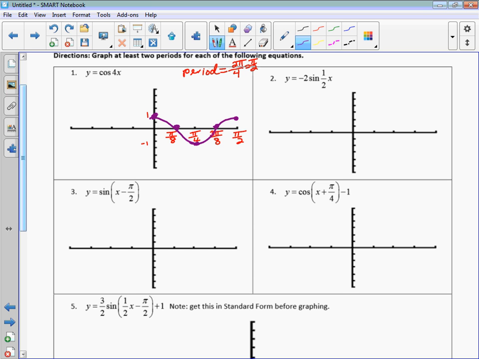It does say to graph 2 periods of the function. Could I go this way too? Does that make sense? It would just be these labels with negatives, and then it would mirror the exact same thing with period. Okay, just want to make sure we understand. So if I wanted to, this is what it would look like.